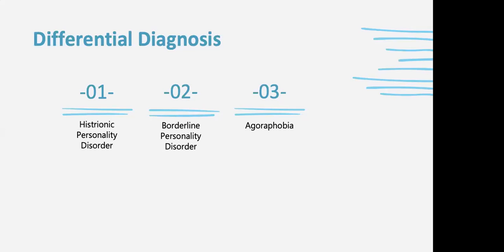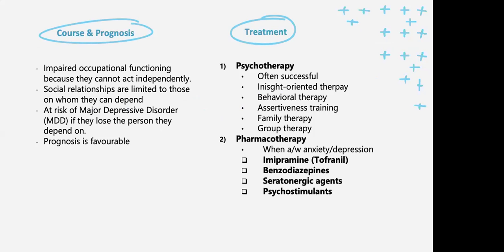For differential diagnosis, first is histrionic personality disorder, borderline personality disorder, and agoraphobia. But agoraphobia has a higher level of anxiety and even panic attacks. For the course and prognosis, patients with dependent personality disorder usually have impaired occupational functioning and their social relationships are limited to those they can depend on. So they are at risk of major depressive disorder if they lose the person they depend on. However, with treatment and support, the prognosis is favorable. First line is psychotherapy, which is often successful. And lastly, pharmacotherapy when it's associated with anxiety and depression.